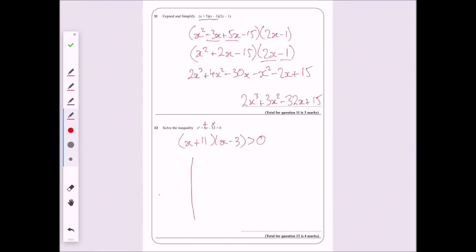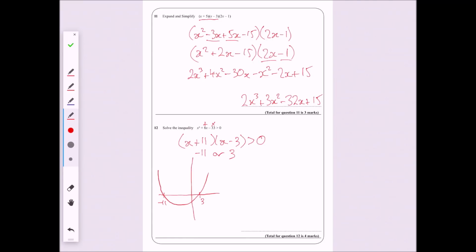Now, this is a bit where we need to do a bit of thinking. So x would be either minus 11 or 3. To make both of these brackets equal to 0, it'd have to be minus 11 or 3. That tells us that the graph would cross at minus 11 and at 3. That's the whole point of doing it.